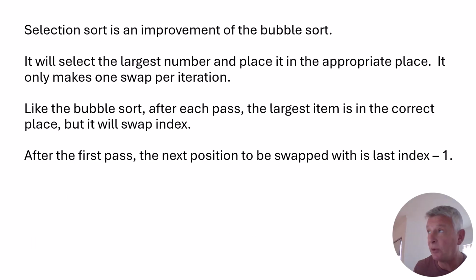The selection sort is an improvement on the bubble sort. It will select the largest number and place it in the appropriate space. So bubble sort bubbles up, selection sort selects the number and just moves it across. Okay? It only makes one swap per iteration, meaning when I loop through my nested loop, it makes one swap per nested loop. Like the bubble sort, after each pass, the largest item is in the correct place, but it swaps indexes. So let's look at this really quick.